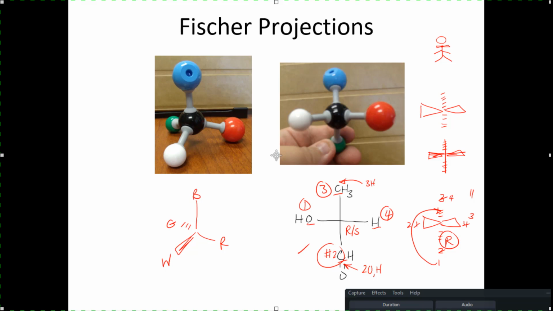Okay, so that's how we handle Fisher projections. And just remember, it's a bow tie structure. And my suggestion is always to group switch with Fisher projections. We'll come back to a little bit about that in the next lecture.